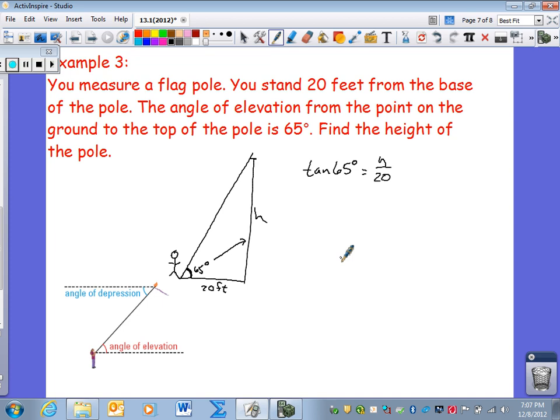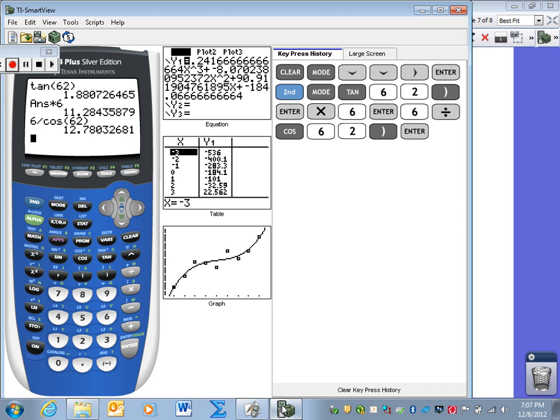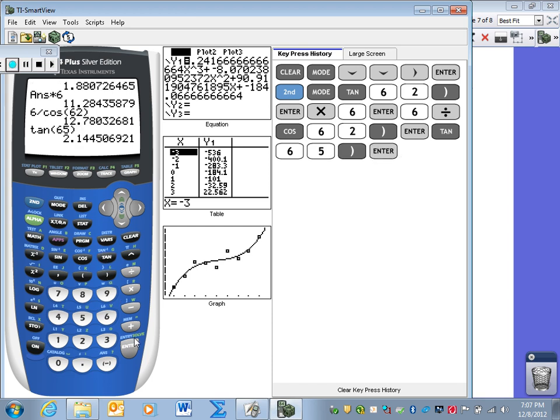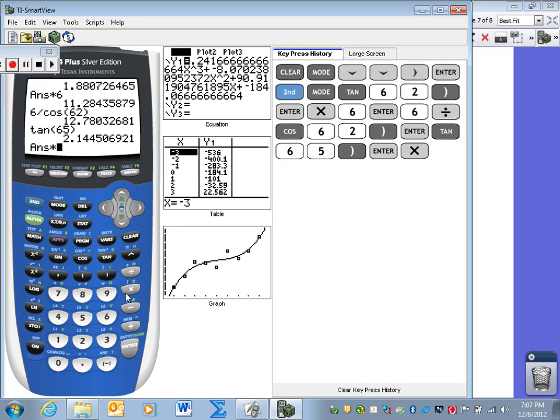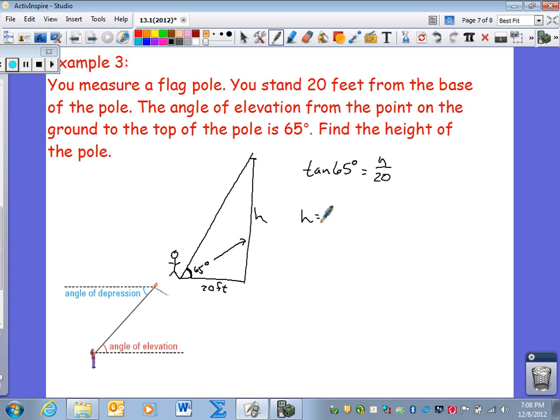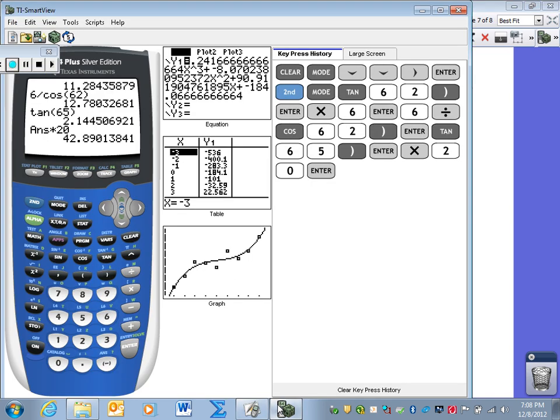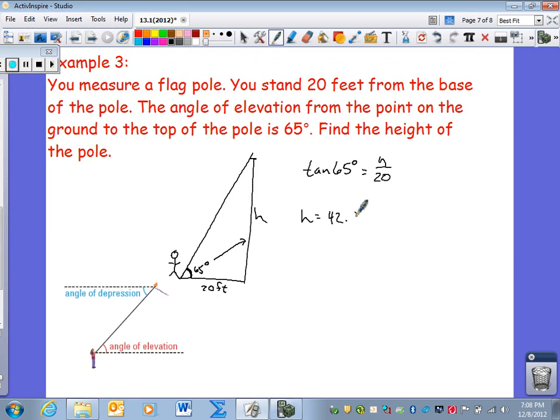And again, now it's just a solving problem like we did on the last slide. So if I go to my calculator, punch in tangent of 65, it's 2.14. I go with my cell phone again. I'm not going to re-record because that takes forever. And then I multiply by 20. And the approximate height of the pole is 42.89. I'm popular, I guess. 42. And what do we measure then? Feet.